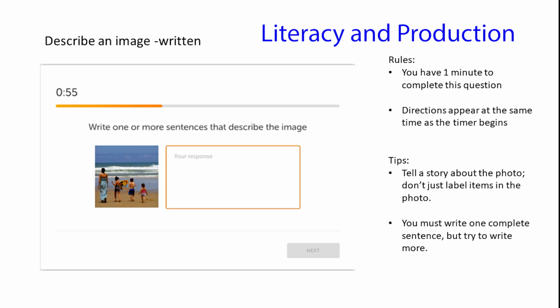Remember, a complete sentence includes a capital letter and a punctuation mark at the end. So that might mean a period or full stop, or it could be a question mark or an exclamation point.